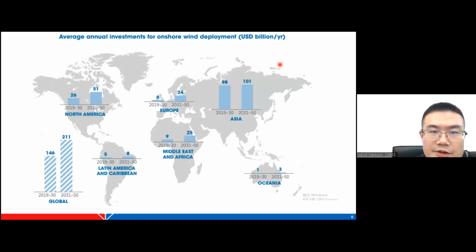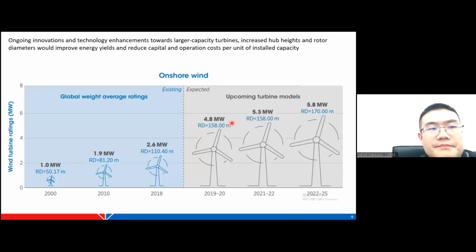As we can see, the average annual investment for onshore wind deployment is also in Asia, especially in China. China accounts for more than half of the Asia onshore wind installation. Another next potential country is Mongolia. Mongolia has not really started its wind projects, but in Mongolia, the wind speed is enormous. It's fabulous. It's not good for a person to live, but it's so damn good for wind power generation.